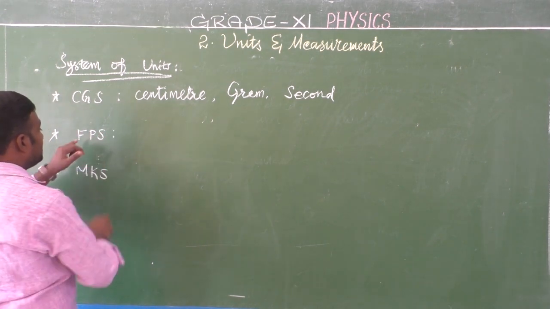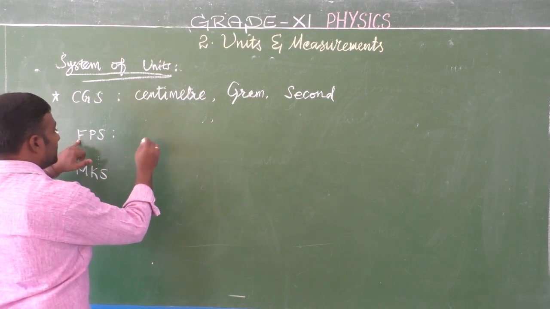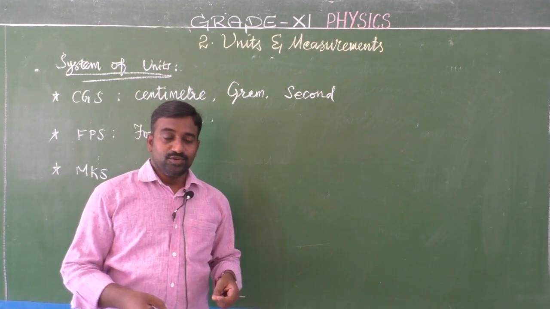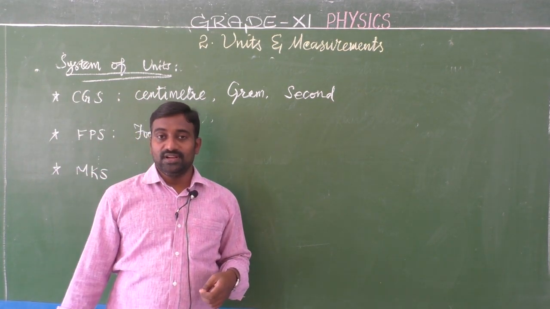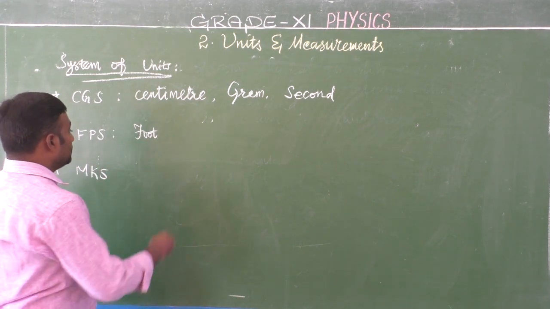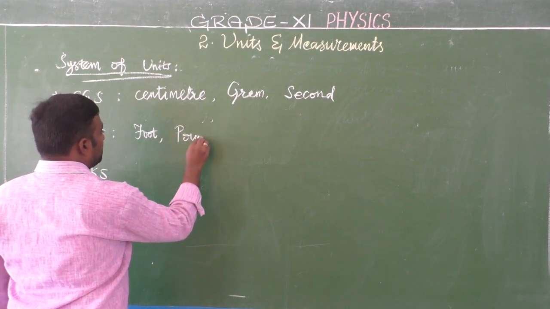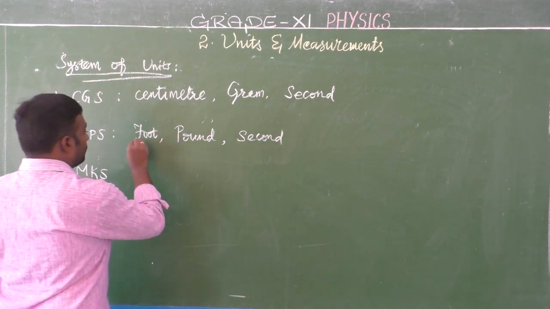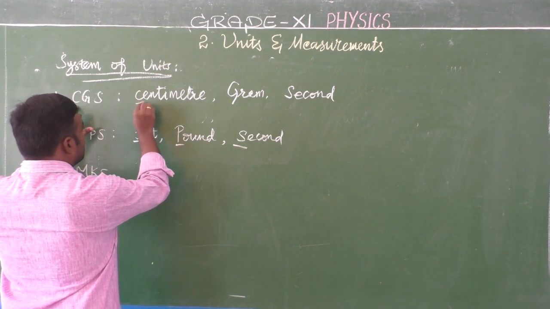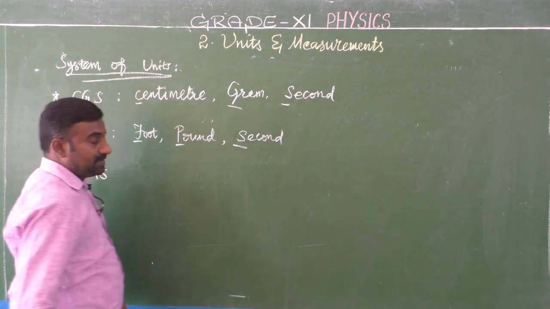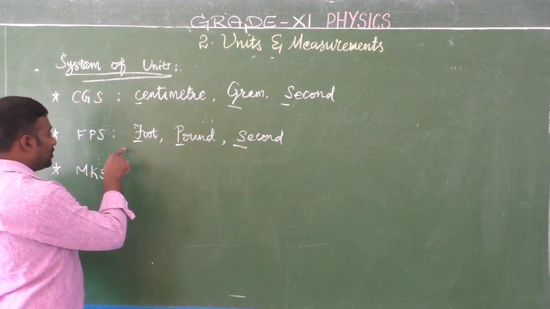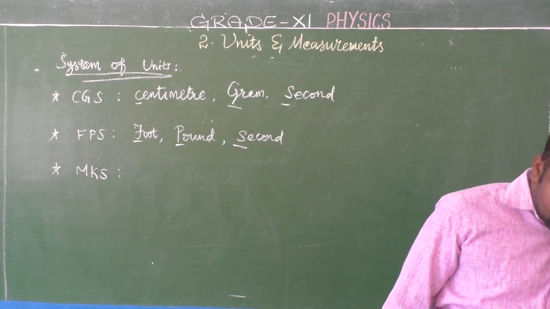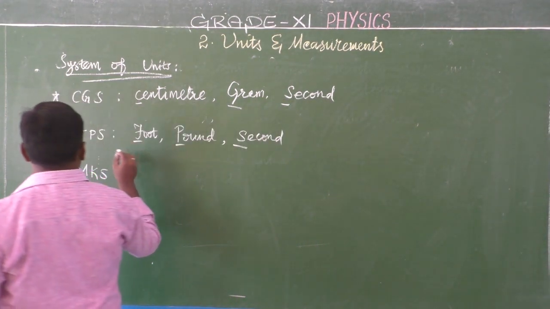Another system of unit is FPS. Similarly, to measure the length, they use the foot. When we dig borewells we say ten feet, hundred feet deep. So the foot is used to measure the length. Then pound, P stands for pound, then S stands for second. So foot, pound, second. Here it is centimeter, gram, second. Moreover, this is a system of unit they used in England. That is the British system.